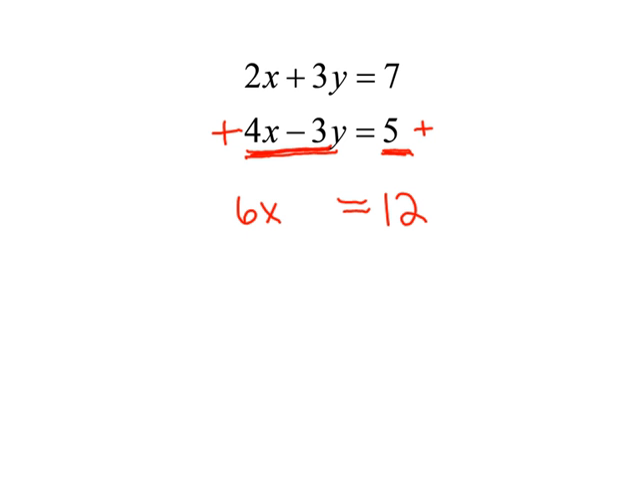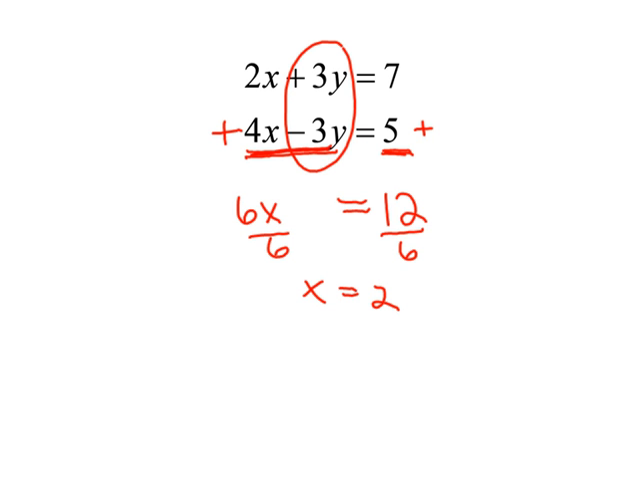You'll see what happens here is the 3y and the negative 3y cancel each other out, and that gives us an equation with only one variable. We can solve this one by dividing by 6, and now we know that x is equal to 2. This equation would have been very ugly to try and solve by something like substitution, but if we add one side to one side of the equation, the other side to the other side of the equation, and a variable cancels out, this is a very nice method when two of ours are opposites.